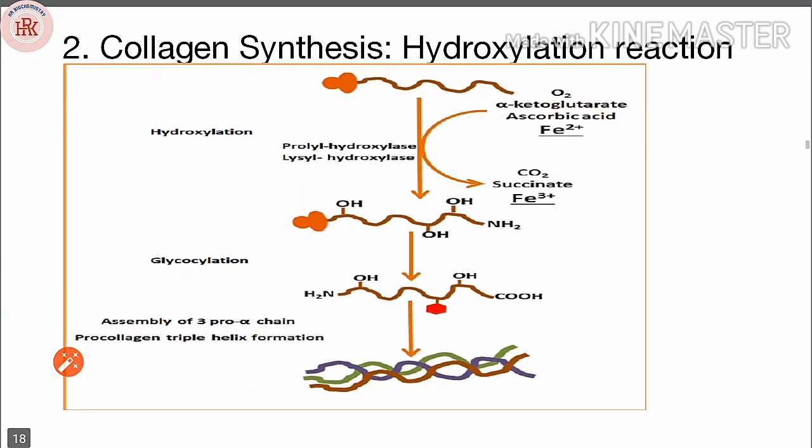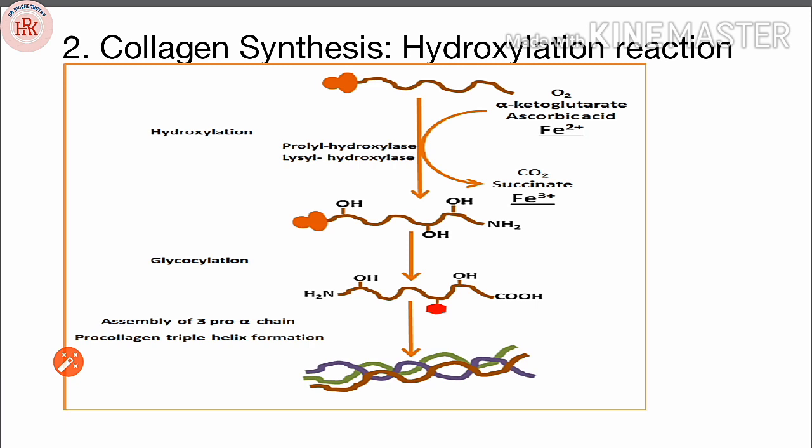Now coming to the second most important function of vitamin C. As I said earlier, vitamin C has a role in hydroxylation reactions, and the most important function of this hydroxylation reaction is in collagen synthesis, in collagen cross-linking. For collagen cross-linking, we require the hydroxyl group.